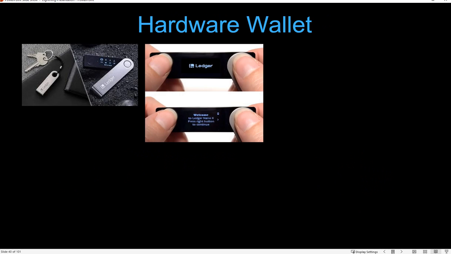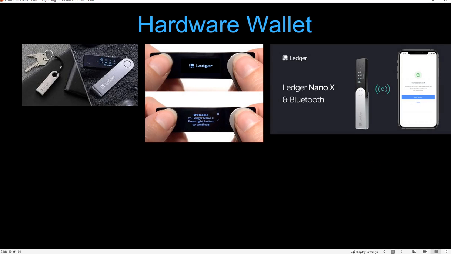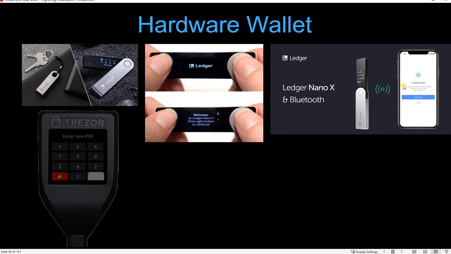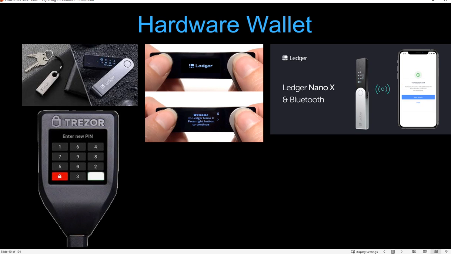I'll just give the example of the Ledger. This is the first one I ever got. I have a whole bunch now, a Trezor and a Coldcard. But a Ledger is a basic little device. It's got a tiny screen and two buttons. It uses Bluetooth to send information to your phone. This is a picture of the Trezor.